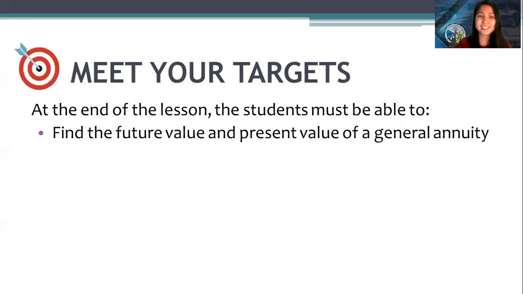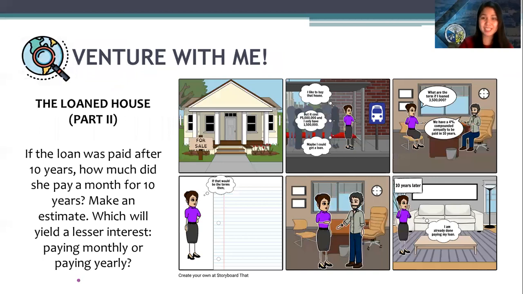At the end of today's lesson, you'll be able to find the future value and present value of a general annuity. And here's our venture activity. It's a continuation of the loaned house, but this time it's part 2. Now here's a question. If the loan was paid after 10 years, how much did she pay a month for 10 years? And make an estimate. Which will yield a lesser interest, paying monthly or paying yearly?